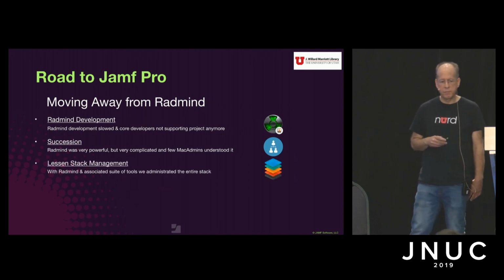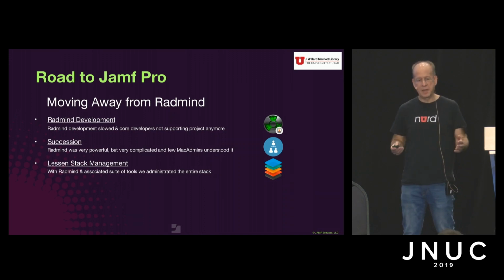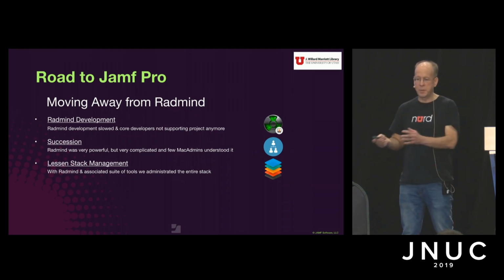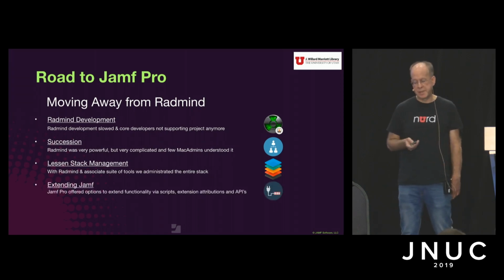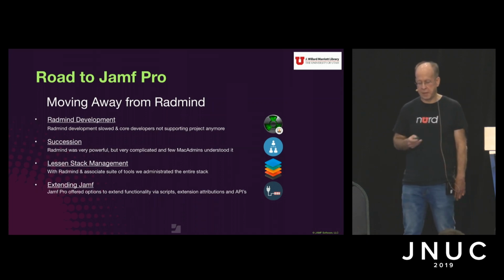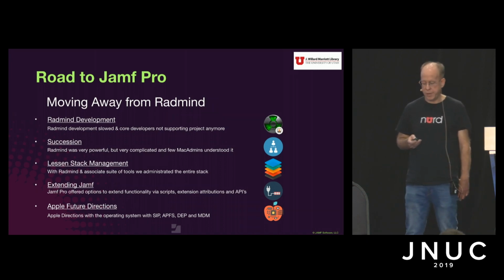We wanted to lessen our stack for our group. Our administration wanted us to work on other projects, and with RadMine and our associated tools, we had to manage the entire stack. We wanted a solution where we could depend on a vendor managing the majority of the stack, and then we could do other things. With picking Jamf, we thought it was extendable. We could do scripts, extension attributes, and APIs, and a lot of our tools highlight how we're doing things with the APIs. Apple's future directions with SIP, APFS, DEP, and MDM mean MDM is becoming more and more required. Looking at Jamf versus other open source tools like Munki, we decided to go with Jamf.